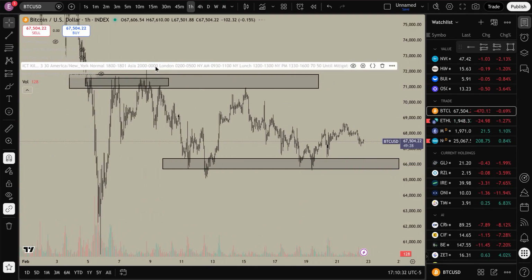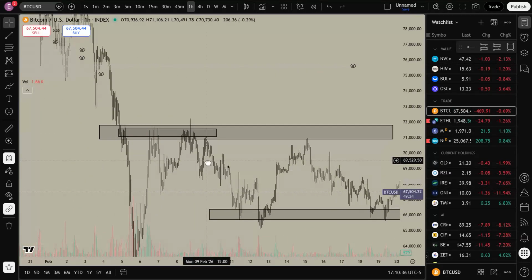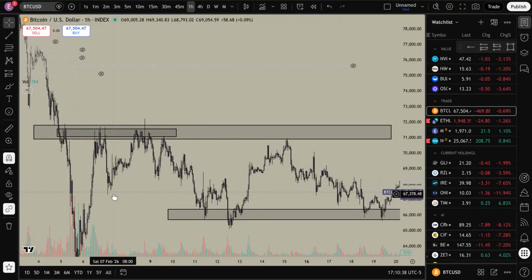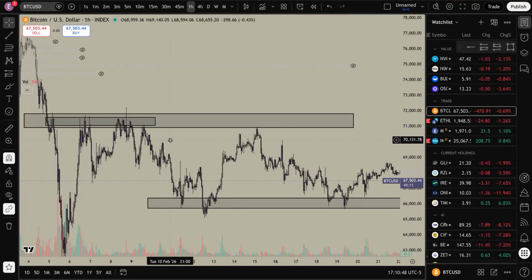And also right here we have some resistance. This is a really strong resistance point. As you can see here, bounce, go down, bounce, go down, bounce, go down, and eventually come back up and head right back down. So this is a really strong resistance level right here.